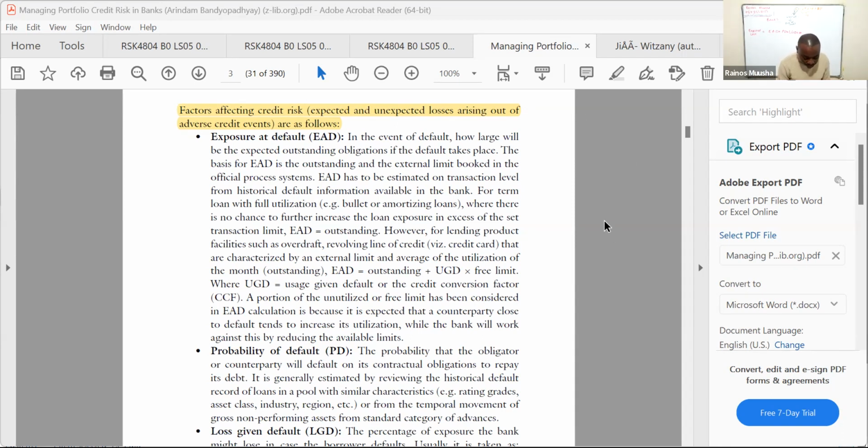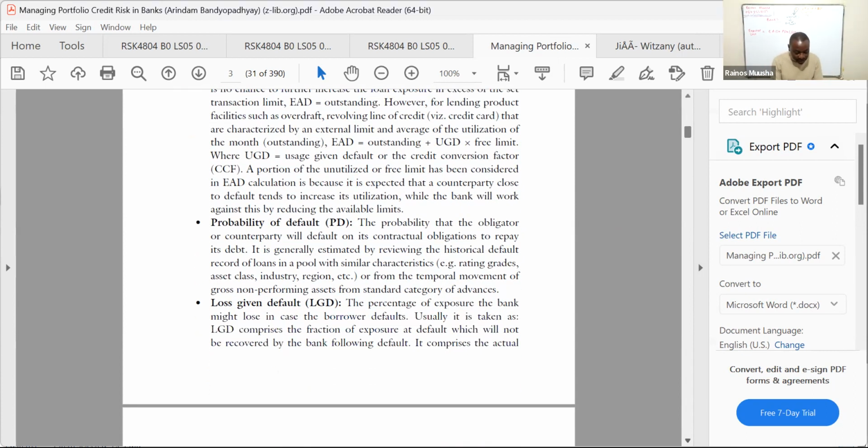When it comes to the explanation of this, don't worry much about it. Just know the definition of exposure at default in simple terms. If default happens now, how much is the customer still owing, or how much is still outstanding on their loan amount? That's what they mean by exposure at default. So that's one factor that affects your expected losses.